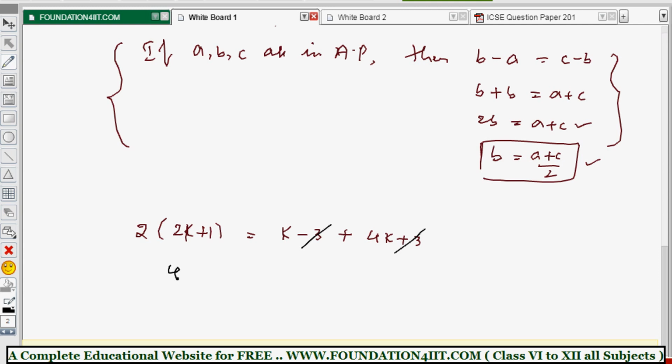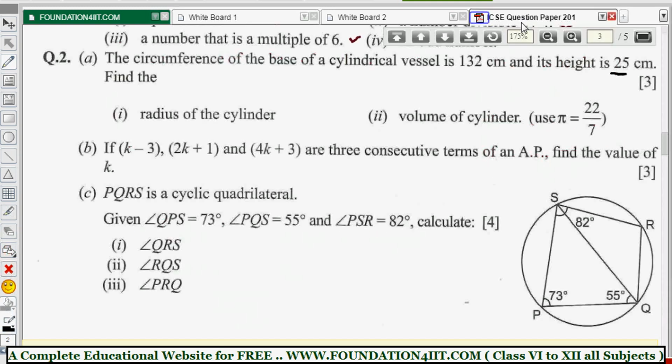This is 2 into 2k plus 1, that is 4k plus 2. This is 5k. Take this side, then k is equal to 2. So 4k, take to the right side: 5k minus 4k is k, which is equal to 2. The k value is 2. Fine. Next we'll see.